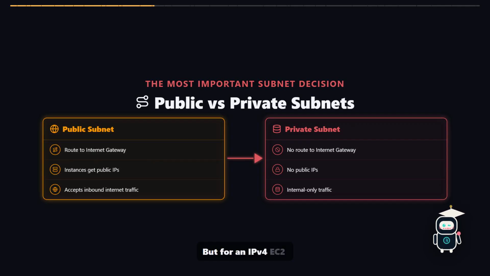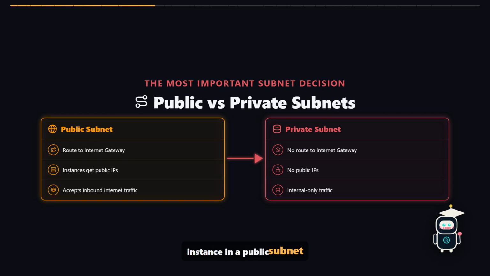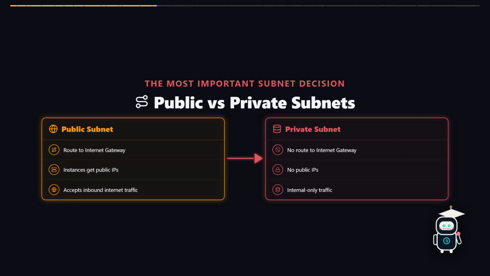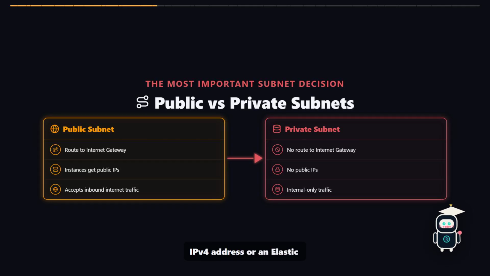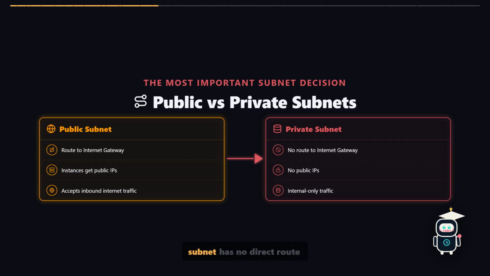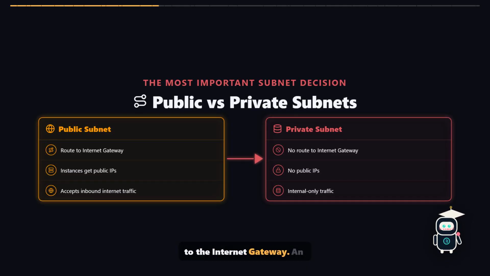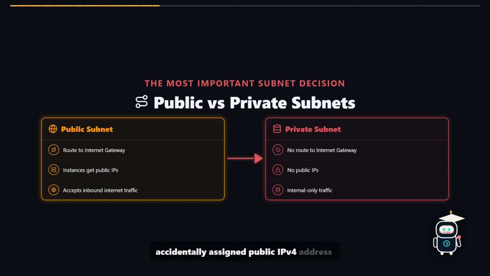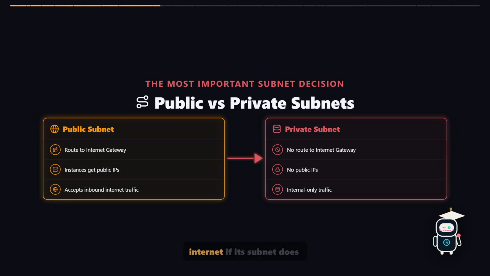But for an IPv4 EC2 instance in a public subnet to actually communicate with the internet, three things must line up. The subnet needs a route to an internet gateway. The instance needs a public IPv4 address or an elastic IP address. And the security group and network ACL must allow the traffic. A private subnet has no direct route to the internet gateway. An instance can even have an accidentally assigned public IPv4 address and still cannot use the internet if its subnet does not have that route.